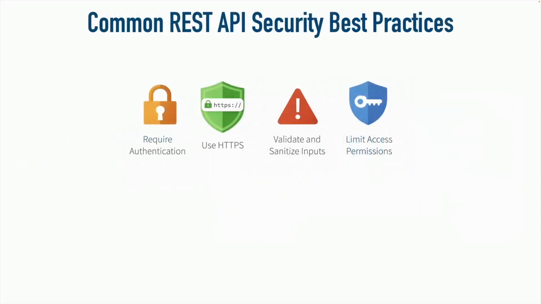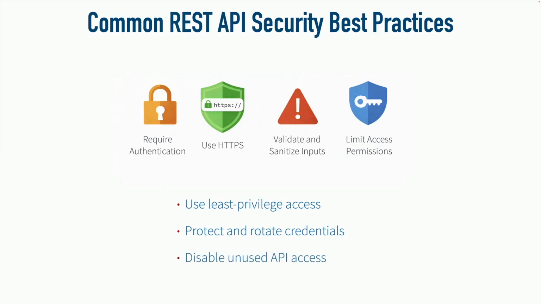And finally, let's talk about best practices. Even with all the built-in mechanisms that we've discussed, operational discipline matters. First, let's use least privilege access. API accounts should only have the permissions that are absolutely necessary to perform their function. We want to avoid using full administrative roles for automation unless it's really required. Second, we want to protect and rotate credentials. Hard-coded passwords in a script can be dangerous. Tokens should be stored securely, and credentials need to be rotated periodically to reduce long-term exposure.